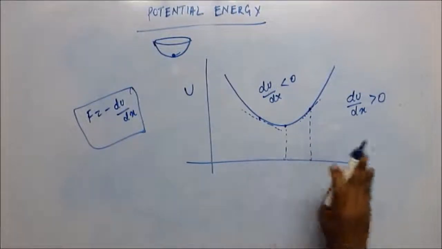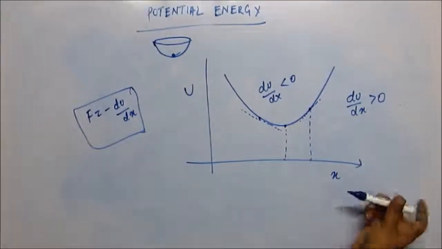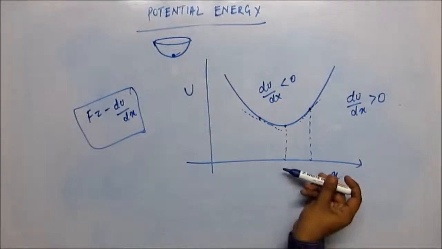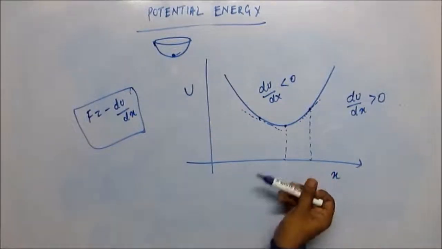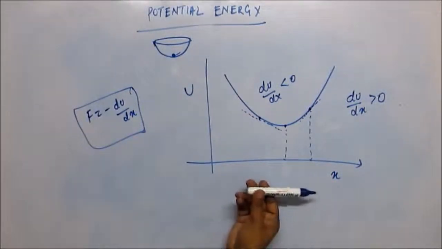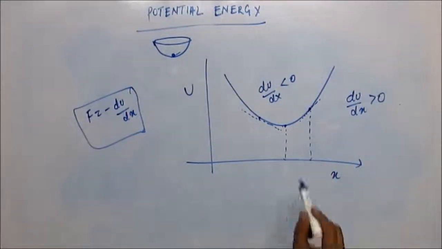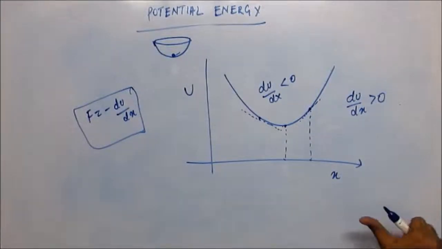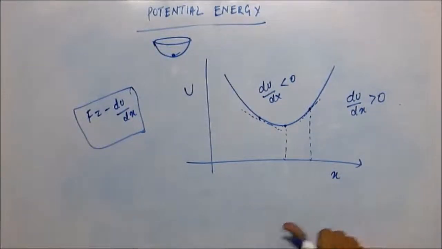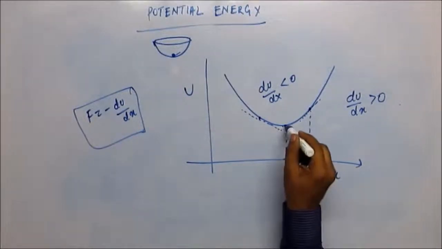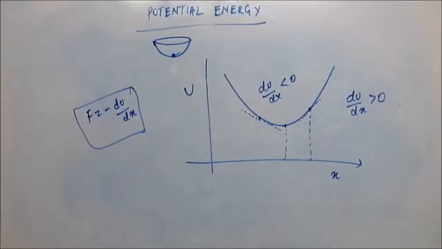If it crosses this point, the force again starts acting towards the left and it comes back here. If it crosses this point, the force again starts acting towards the right. It comes back here, and after some time it would settle at this point. So this is a stable equilibrium because on the right hand side the force is directed towards the left, and on the left hand side the force is directed towards the right. This kind of equilibrium would be a stable equilibrium.